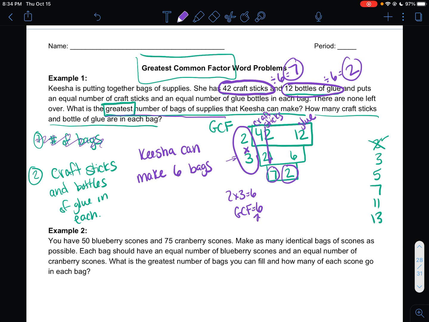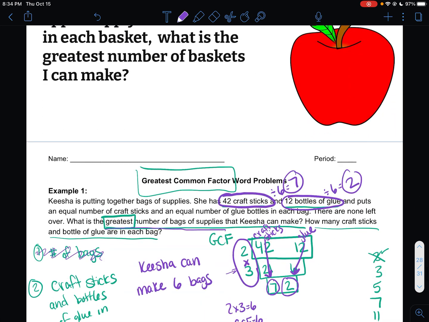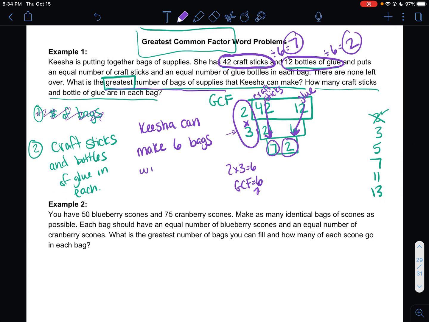So the craft sticks would be 7. Glue bottles would be 2. So that's why I love the cake so much, because it answers so many things for you. So Keisha can make 6 bags with 7 craft sticks and 2 bottles of glue in each.